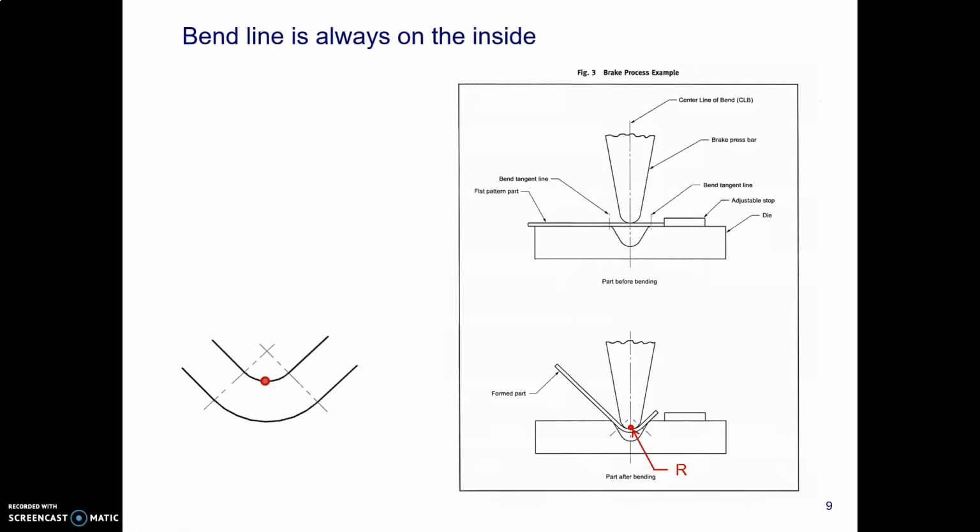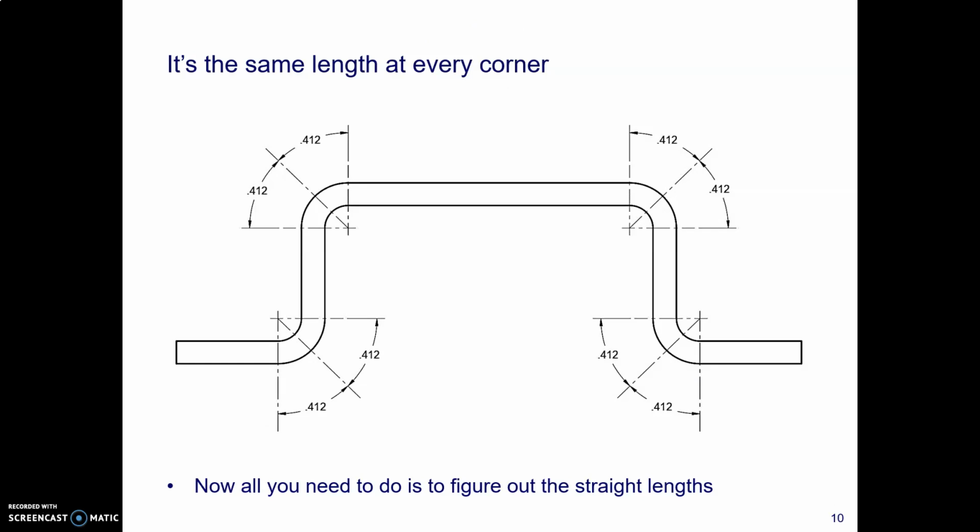And remember that the bend line is always on the inside of the material, because that's where the press brake die goes. And the nice thing is, this is a uniform part. It's 3/8 thick all the way around, and it's got a 3/8 bend radius all the way around. So once you figure out that one distance, that 0.412, you know it's that same arc length at every corner. I've put those into my CAD sketch here.